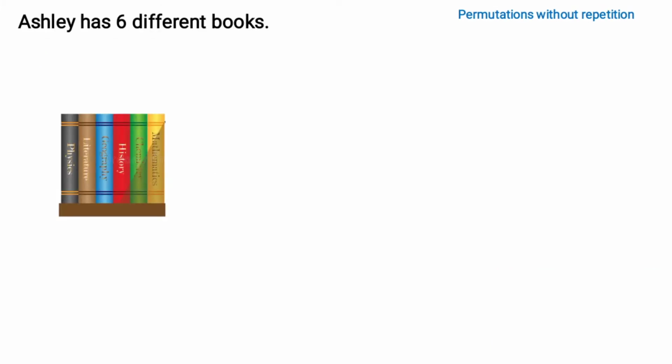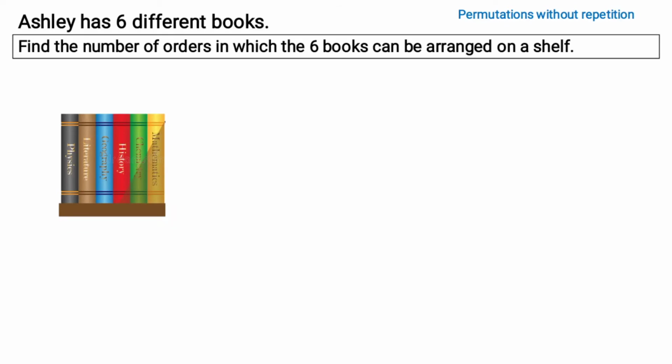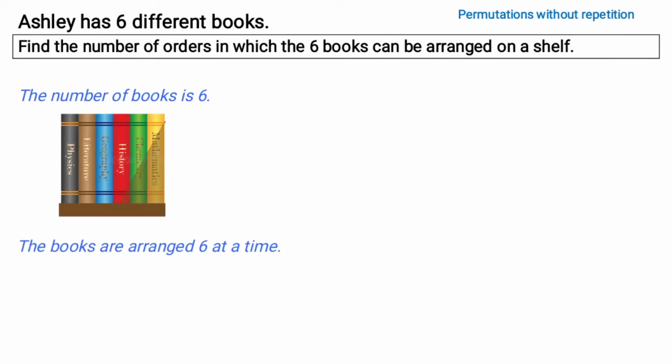Ashley has 6 different books. Find the number of orders in which the 6 books can be arranged on a shelf. Now, itry na natin siyang isolve. Let's begin with the given. Our first given is, the number of books is 6. So let's assume that these 6 books are physics, literature, geography, history, chemistry, and mathematics. And then for our second given, the books are arranged 6 at a time.